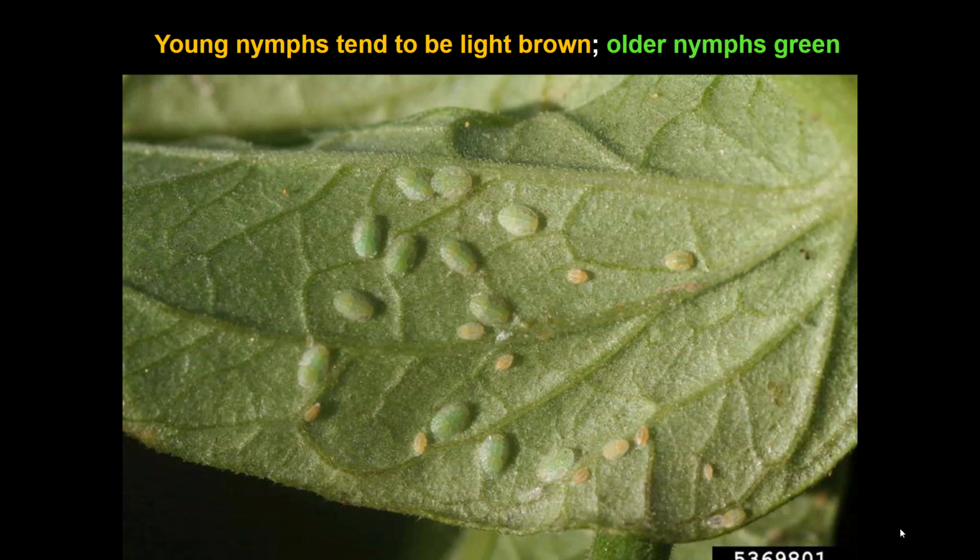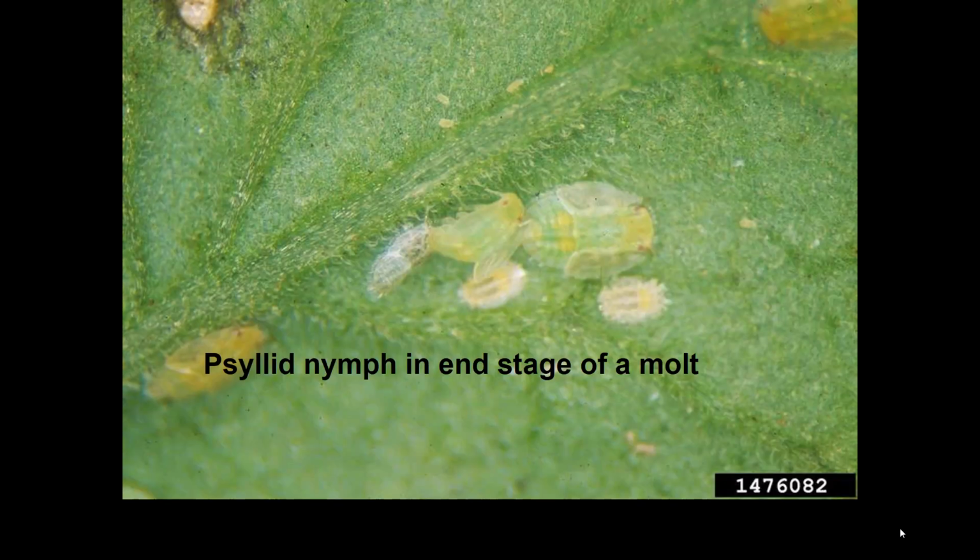And here's a mixture of stages of immature tomato psyllid. The smaller ones tend to be a little browner. The older ones tend to be a little greener, and obviously they get bigger as they get older. This picture we've got on the right, we've got a late stage psyllid that has good, well-developed wing pads, and left of that is a psyllid that is emerging from a skin, the skin of the previous stage.